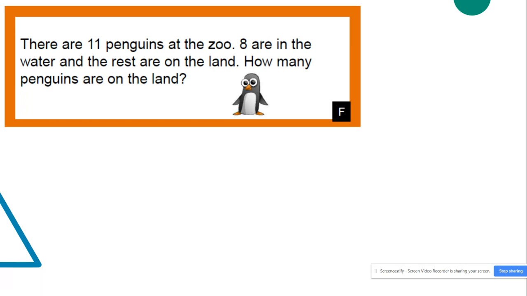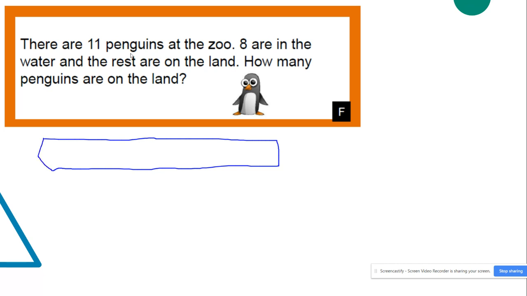There are 11 penguins at the zoo. 8 are in the water and the rest are on the land. How many penguins are on the land? Stop the video here and you solve the problem. Then come back once you've got it solved. All right, let's give this a try. I'm going to draw a picture again with what I know.